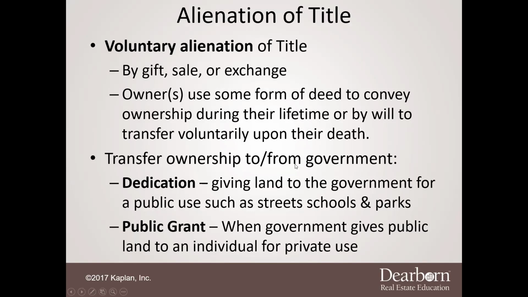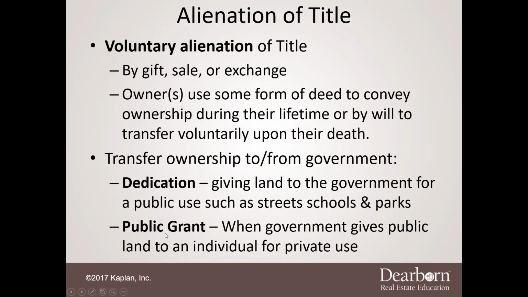Transfer of ownership to or from the government is done by dedication. That's when you give land to the government for a greater public use, for streets, schools, parks. You often see developers do this with subdivisions. They subdivide their land. They don't need to keep maintaining those streets after they sell off the properties on there. So they'll dedicate the streets, for example, or any park areas to the government, and then the government has to maintain them.